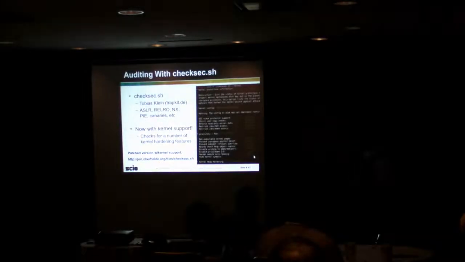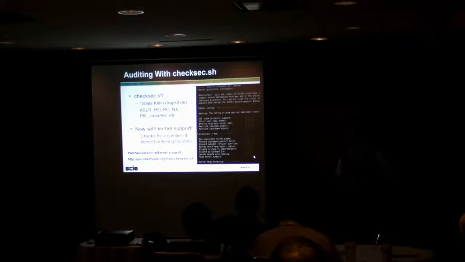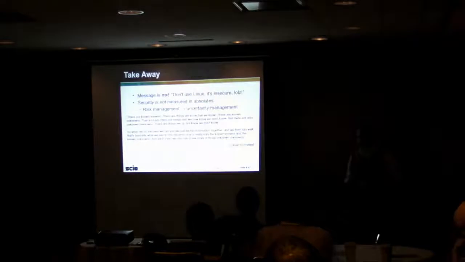So last, before I sign off, we released a tool which allows you to audit your kernel config, both from your running kernel or from a kernel config on disk. It's based off this checksec tool from Tobias at TrapKit, which is pretty good for auditing user space stuff. Auditing whether you have NX and RELRO and PIE and everything for your user space binaries. And I've added kernel support so we can check for a whole bunch of commonly forgotten config options which can help harden your kernel against attack, and you can download the patched version there.